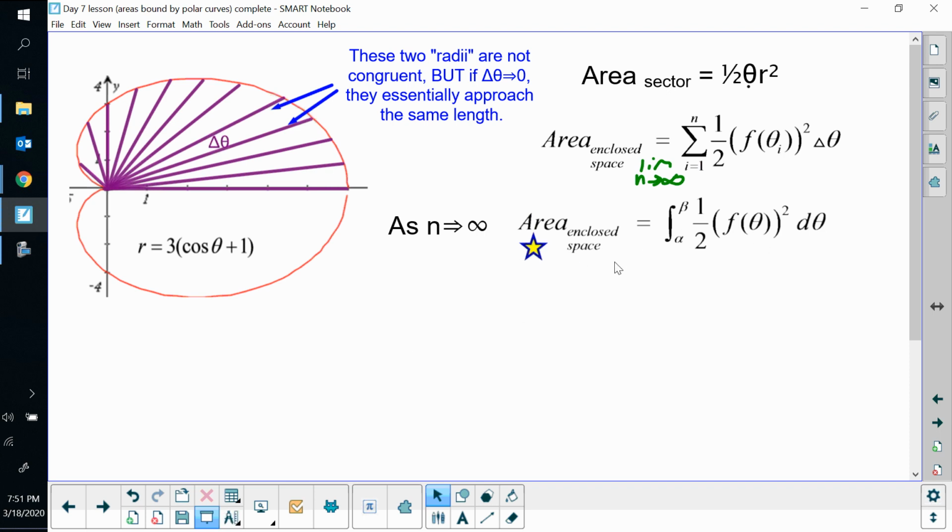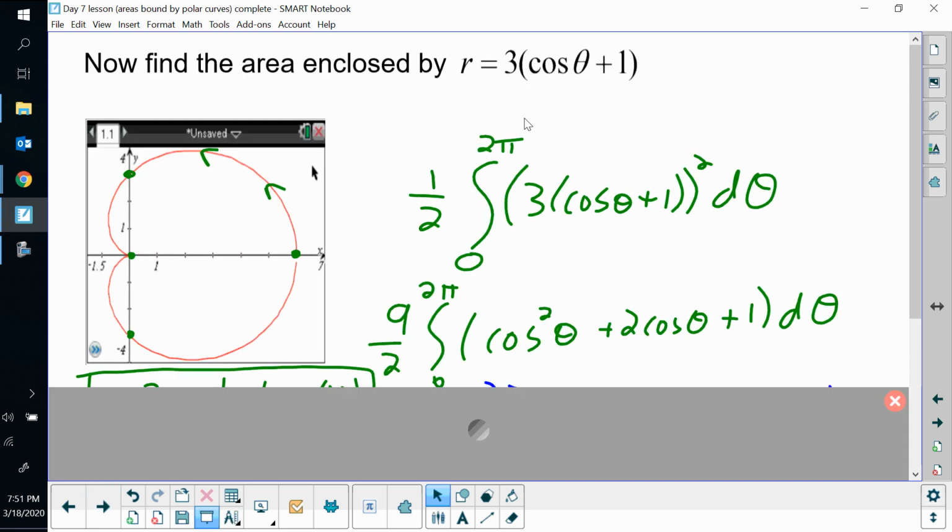So the area of any polar curve is just the bounds, 1/2, the radius function squared, d theta. So here is an example. We have 3 cos theta plus 1. We always need to figure out what the range is, or what the values are on our integral. If we put in 0 for theta, cos gives us 1. 1 plus 1 is 2. 2 times 3 is 6. So we're starting right here. This is our point when theta is 0.